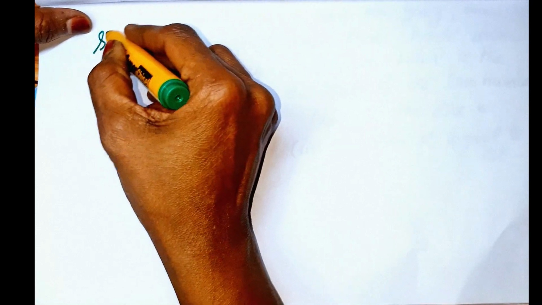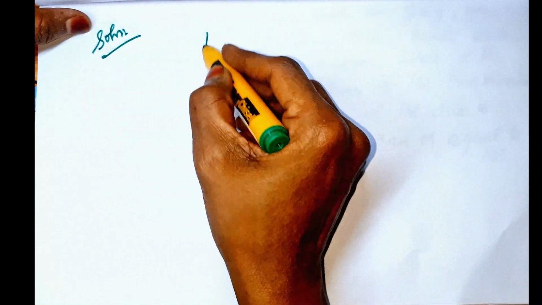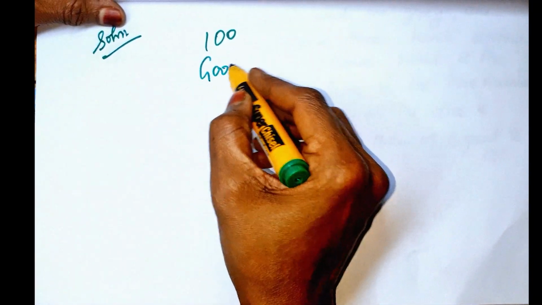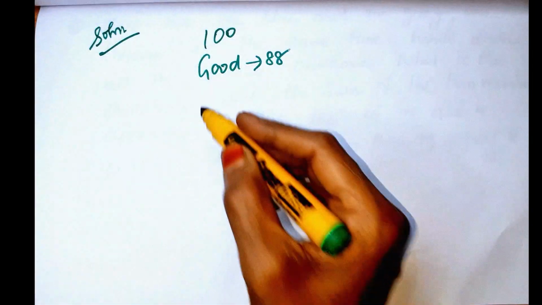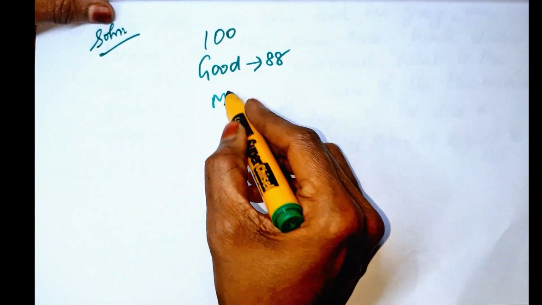So, I'll list out the terms given. Totally we have 100 shirts. Out of 100, 88 are good and 8 have minor defects.